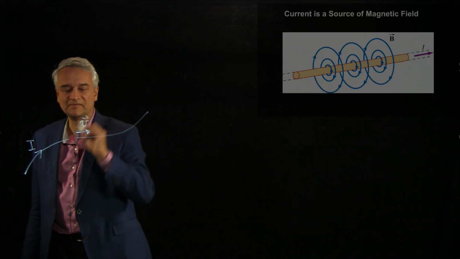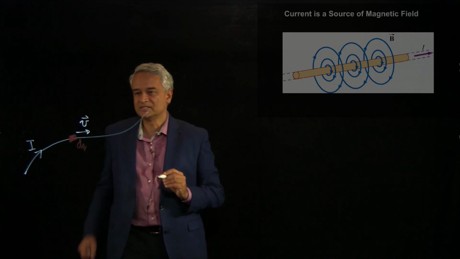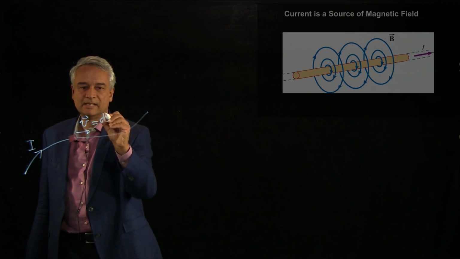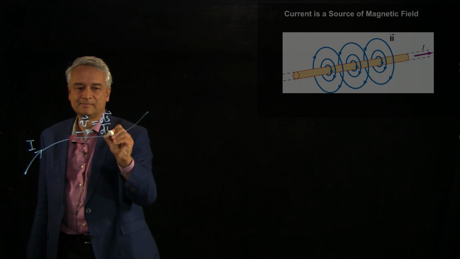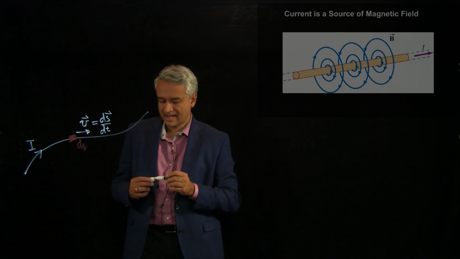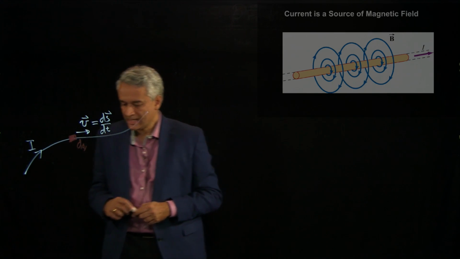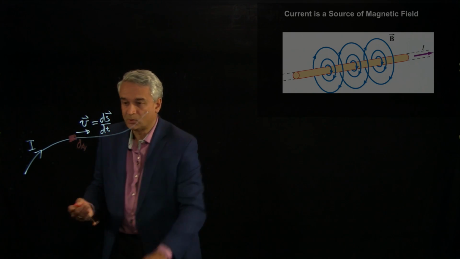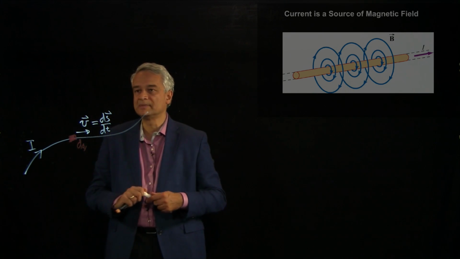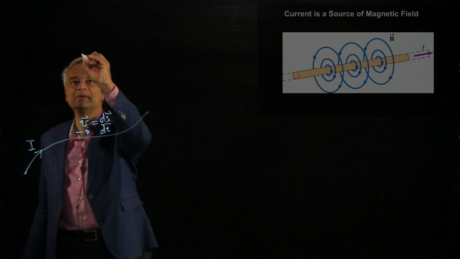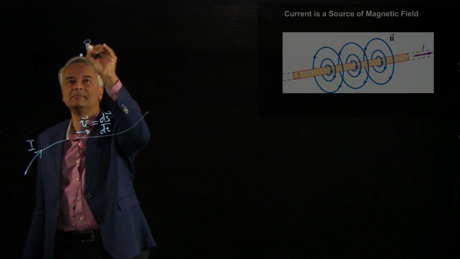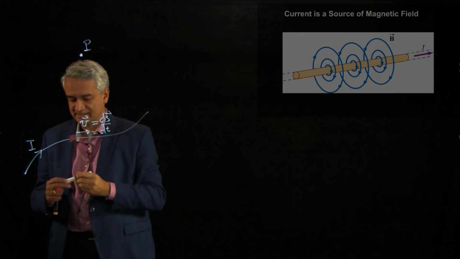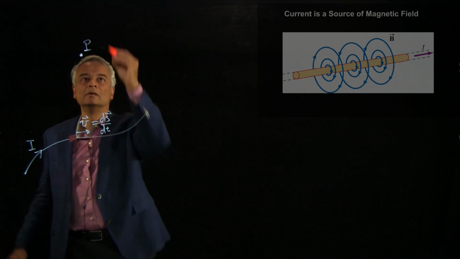This velocity we've been calling v, but I'm going to call this velocity ds dt, s being a position vector. And so if I pick a point, where's my point P going to be? Let's say I pick some point up here. Here's my point P. And I ask, what is the magnetic field at this point P?